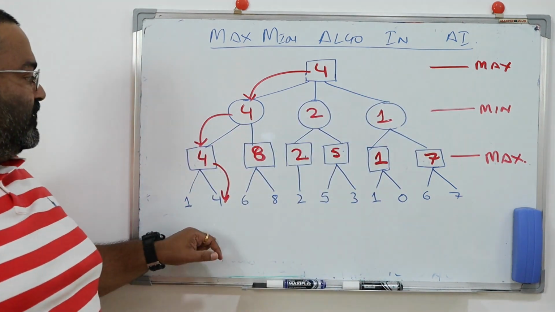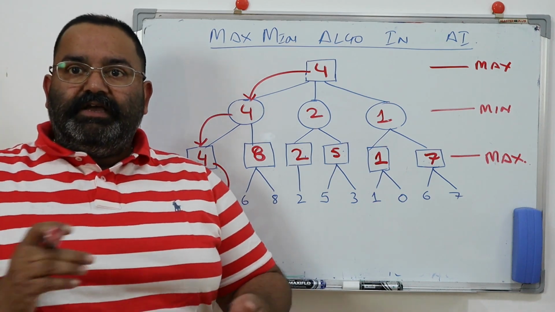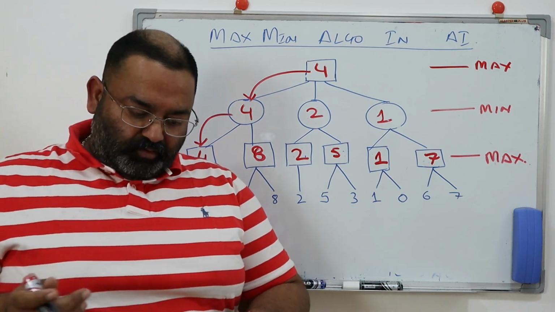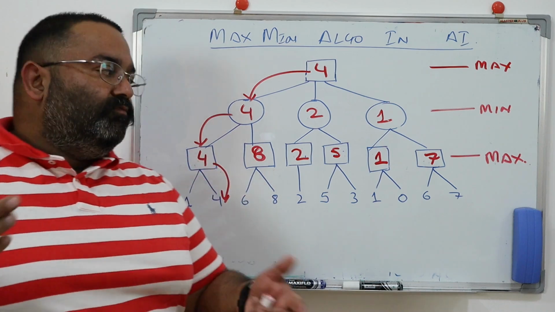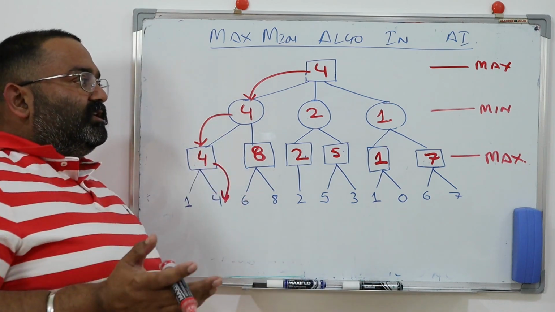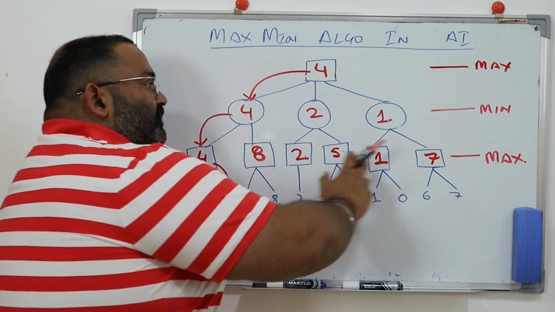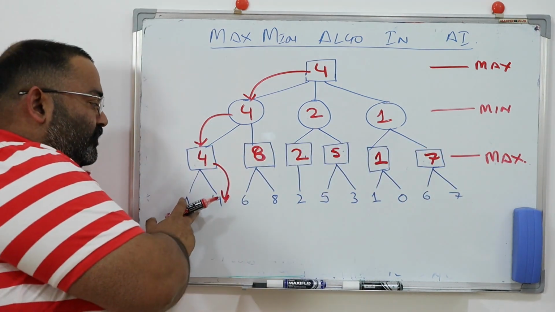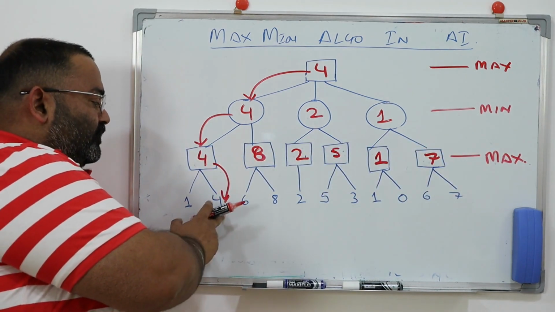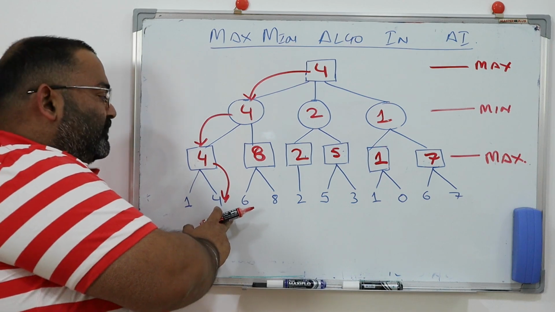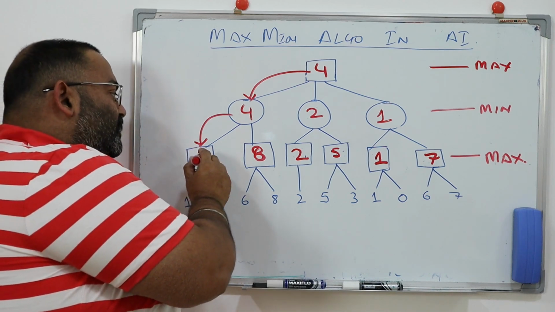Okay, so that's it. So guys, I hope you understand. If you want, we can do it quickly once more. Okay, so Maxmin, what happens? Now here, these are the max nodes. Okay, these are the children. Out of these 1 and 4, which is maximum? 4. So 4 comes here.